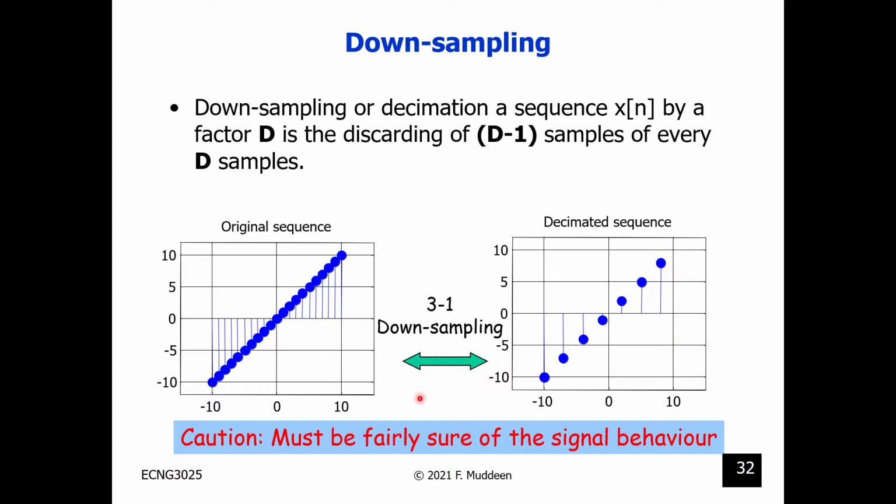Downsampling is similar to the effect when you have a very huge image and then you shrink it. You still maintain the image quality because you're fairly certain of what the signal behavior is going to be like.